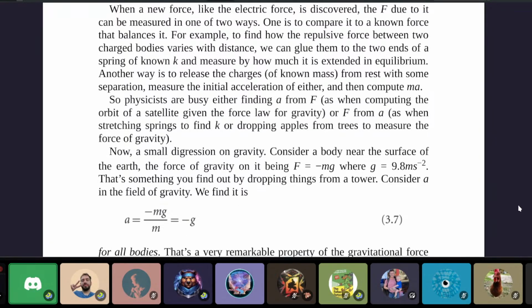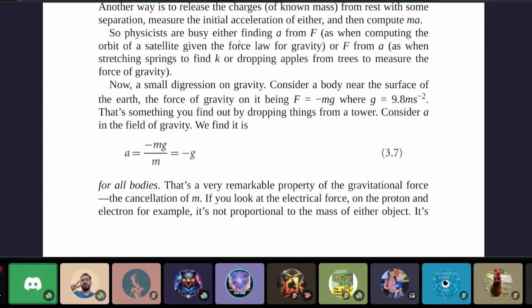When a new force like the electric force is discovered, the force F due to it can be measured in one of two ways. One is to compare it to a known force that balances it. For example, to find how the repulsive force between two charged bodies varies with distance, we can glue them to the two ends of a spring of known K and measure by how much it is extended in equilibrium. Another way is to release the charges of known mass from rest with some separation. Measure the initial acceleration of either, and then compute ma.